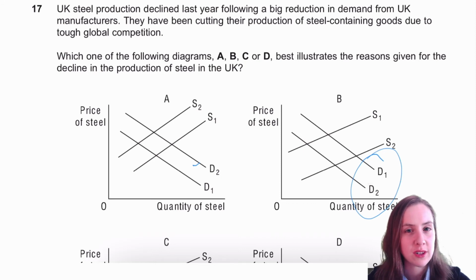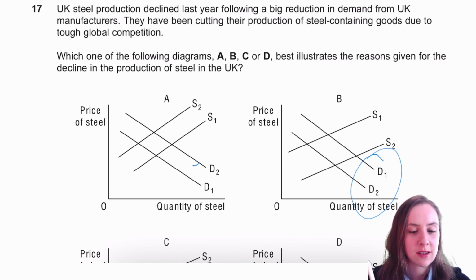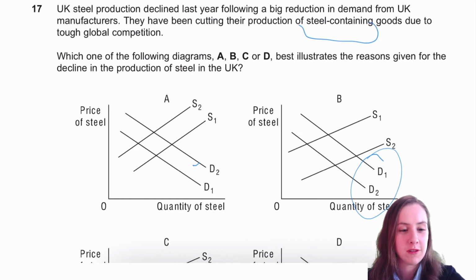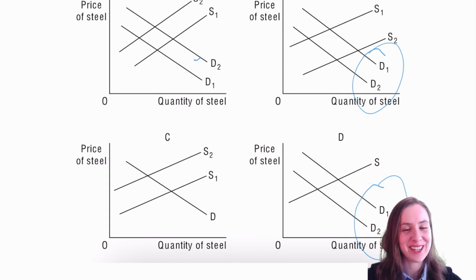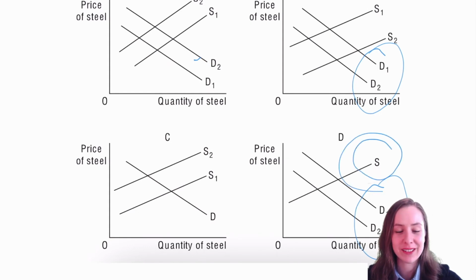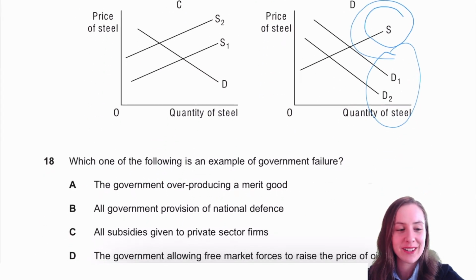Cutting their, I feel there's a trick here, so I'm being slow. Cutting their production of steel containing goods due to tough global competition. Okay, there's just less demand for steel. Steel containing goods supply has decreased. Something else, so that's not in this graph, right? There's no change in supply. There's a change in supply of something else. So I reckon that's the trick.